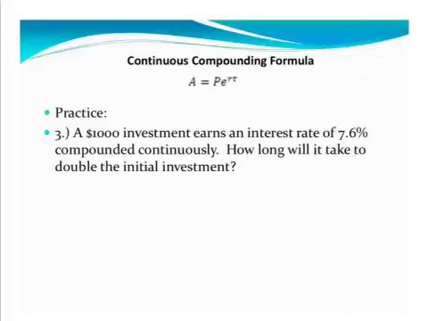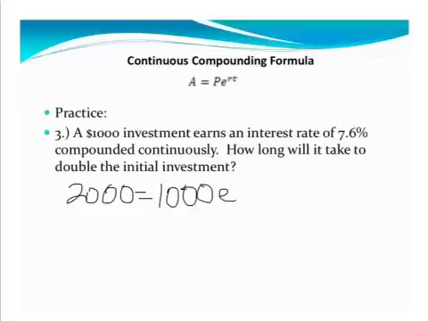Well, if I want to double the investment, I know my new investment is going to be $2,000. So $2,000 equals, and now I just plug in what I normally would, 1,000, e raised to the 0.076, but I don't have a value for t. I don't know what that is, so I'm going to use that still as a variable. So I'm going to have t, and I put that in blue so I know that's what I'm looking for.